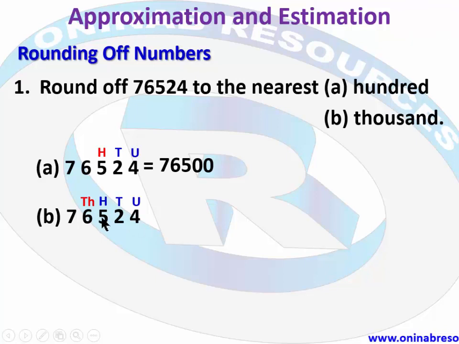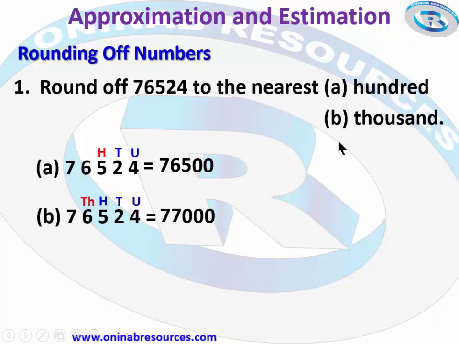We are going to round up the 5, make it 1, and add it to the 1000 digit. It becomes 77,000. That is, we are going to return the remaining 3 digits as zeros. So we have 77,000 to the nearest 1000. So that's all for problem 1.